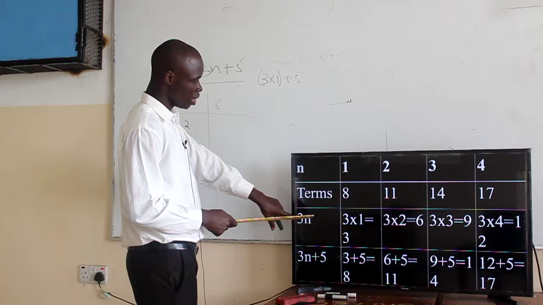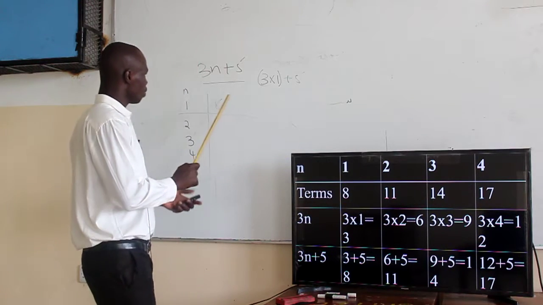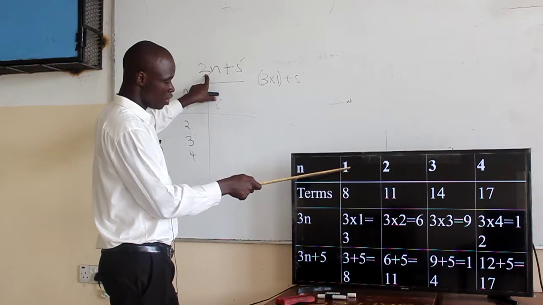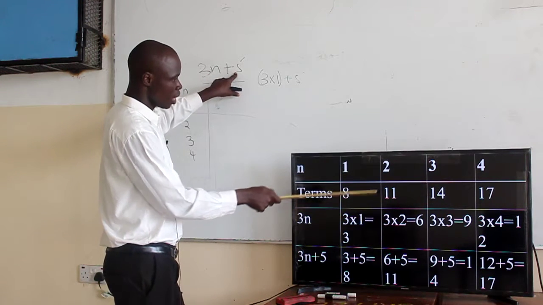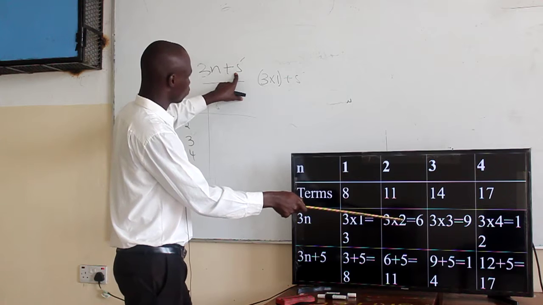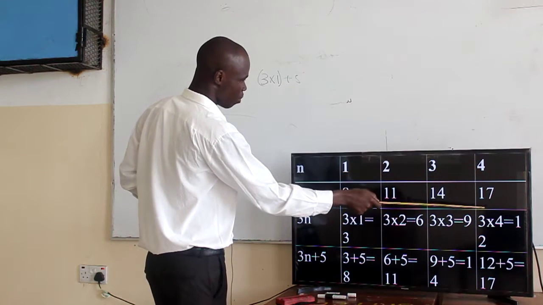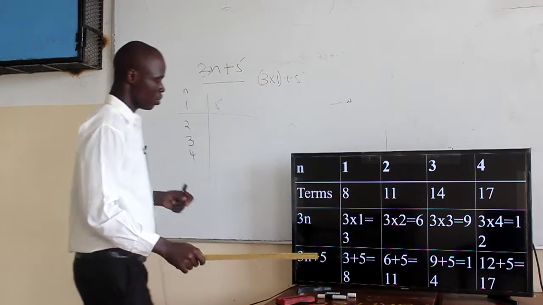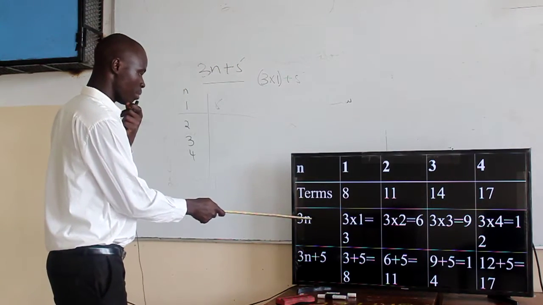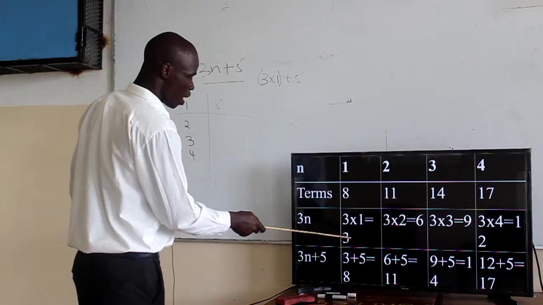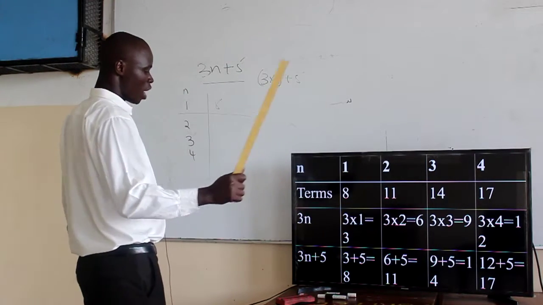We can work out 3n: when n is 1, it is 3 times 1. When n is 2, it is 3 times 2. When n is 3, 3 times 3. When n is 4, it is 3 times 4. So 3n will be 3 times n for each and every section. After you have gotten your 3n, you are going to add 5.